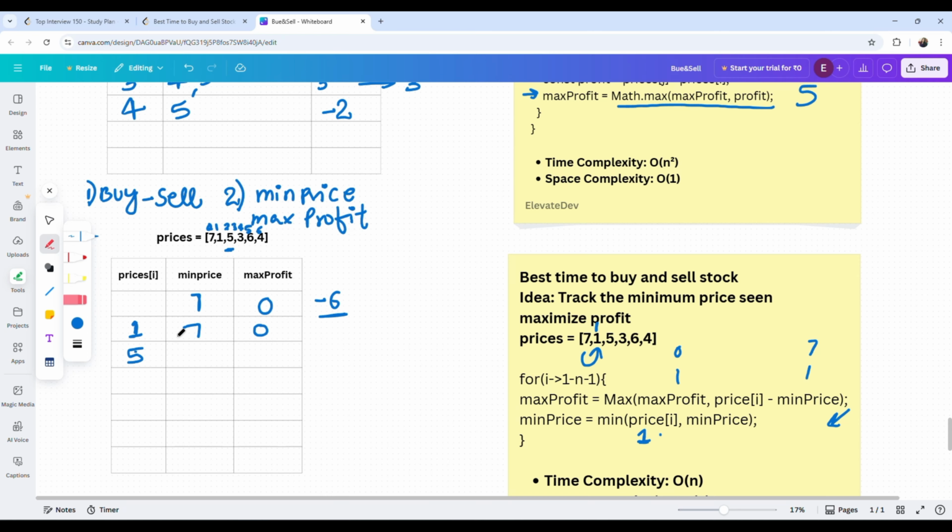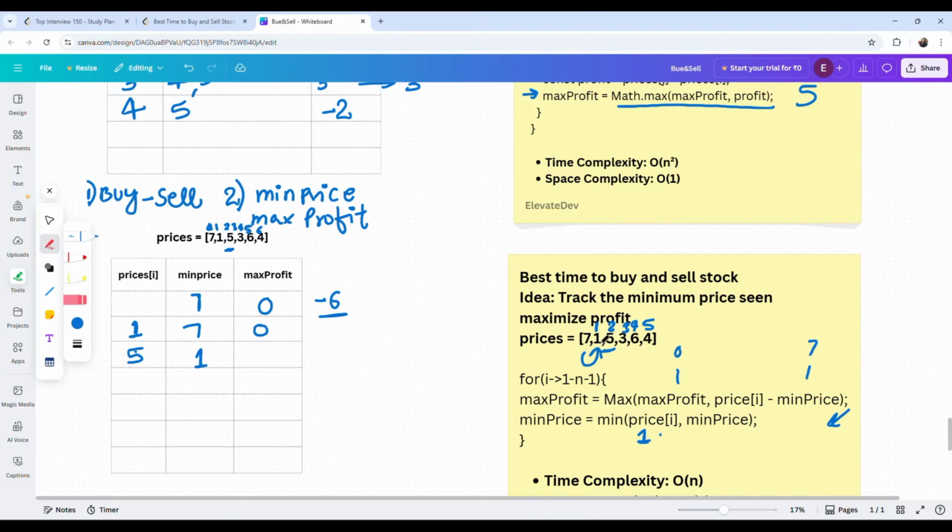So at this point only the minimum price is going to get updated, and it is going to be 1 because 1 is lesser than 7. So the minimum price is going to get updated, and then only i is going to move forward. Okay, so minimum price is 1, and when I come to the second index, it will check the current price.